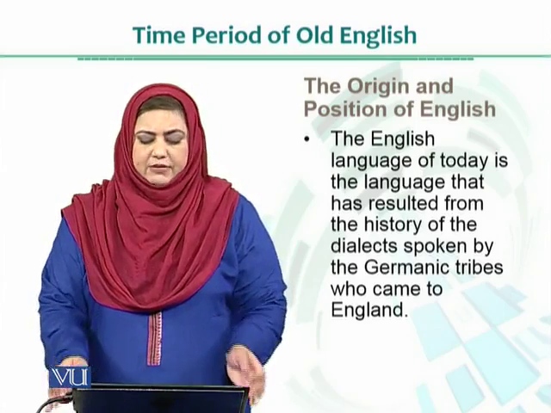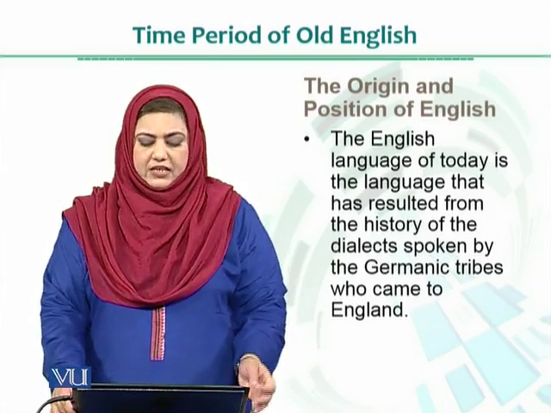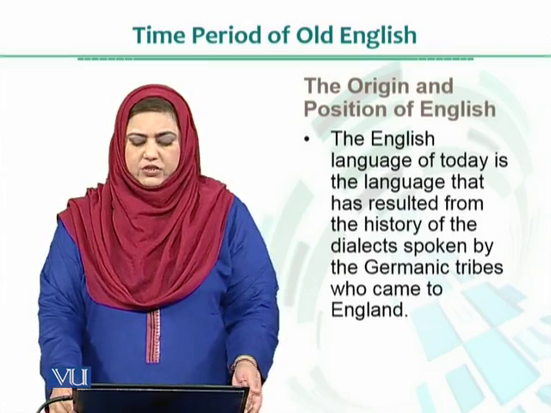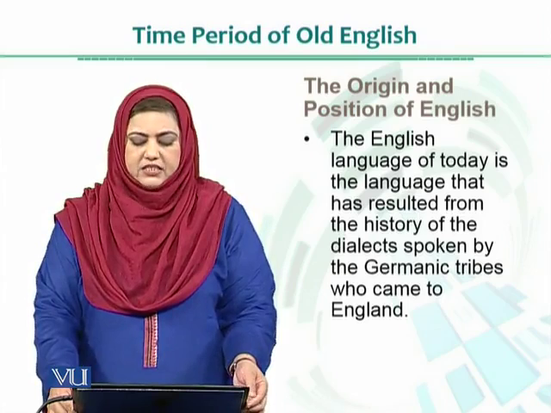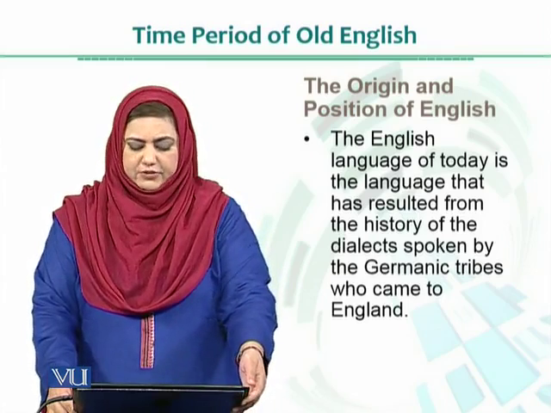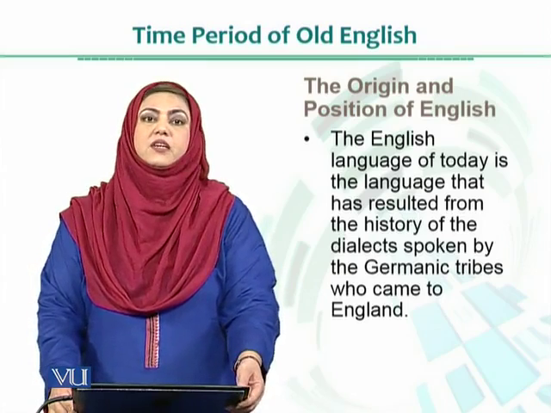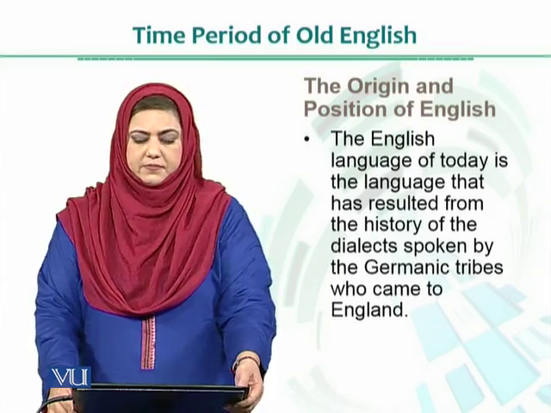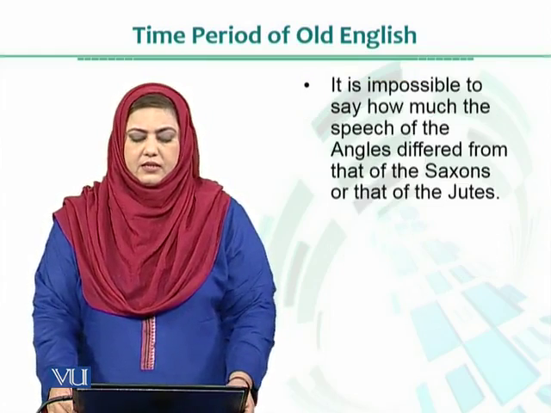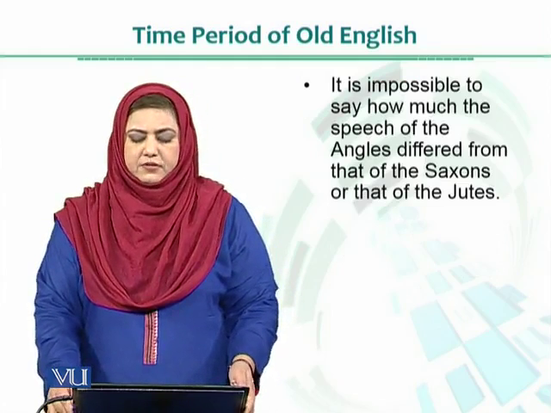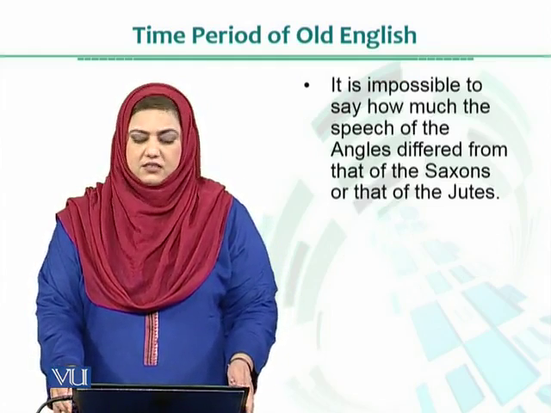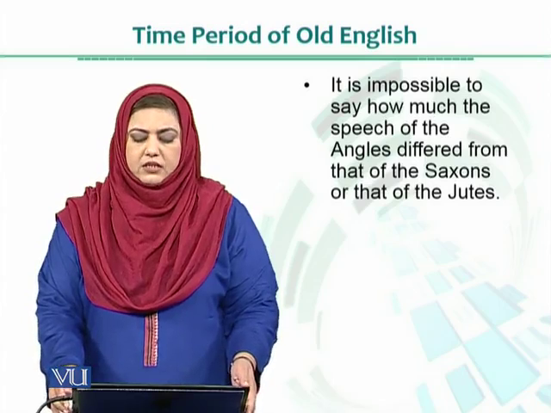However, to understand that, we need to understand the origin and position of the English language itself. The English language of today is the language that has resulted from the history of the dialects that were spoken by the Germanic tribes who came to England. It is impossible to say how much the speech of the Angles differed from that of the Saxons or from that of the Jutes.